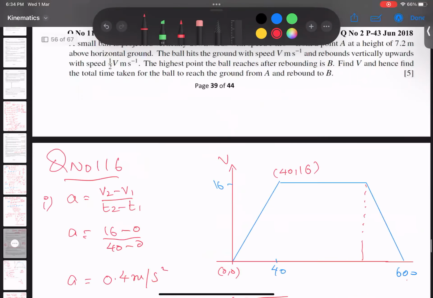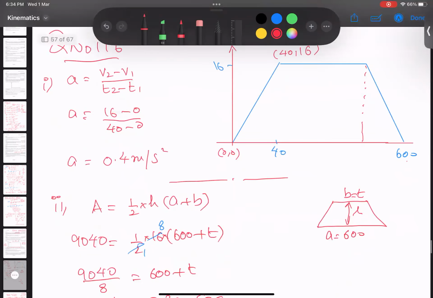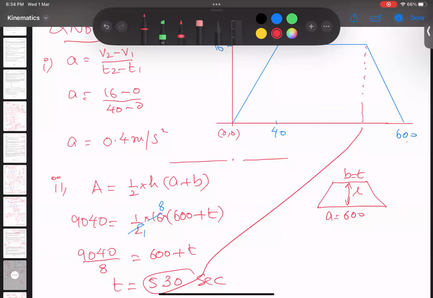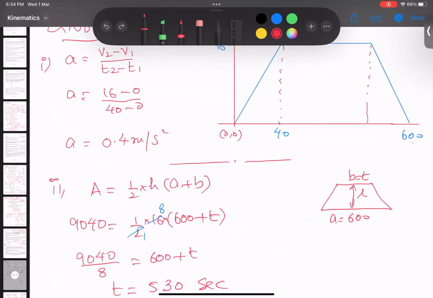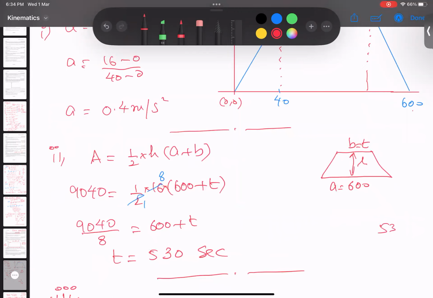Only the base is left. How to get the base? We just found the time, 530. So this time is 530. It means the gap from here till here is 530. So this is 530, and 530 plus 40. I need to find this time. 530 plus 40 gives us 570. So this number is 570.